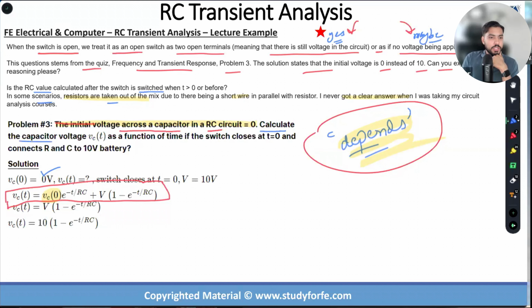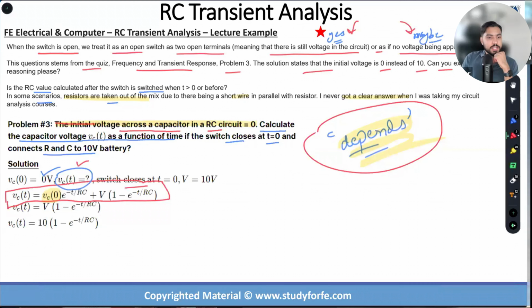Calculate the capacitor voltage as a function of time. So what is unknown? Vc of t. If the switch closes at t is equal to 0 and connects R and C to a 10-volt battery. So let us take it one step at a time. We figured out that the question is asking for Vc as a function of time and it is unknown. Everybody is on the same page? Everybody is on board? Yes? Yep. Okay.